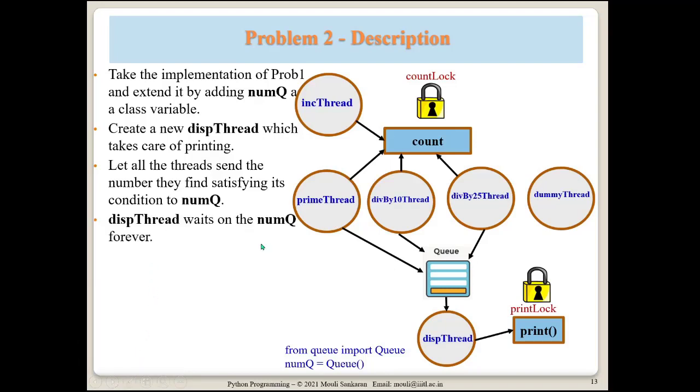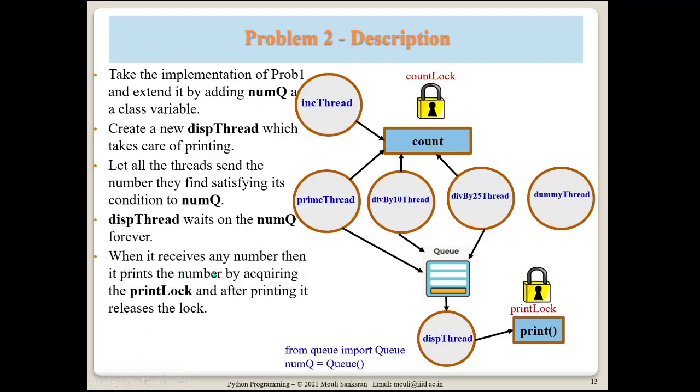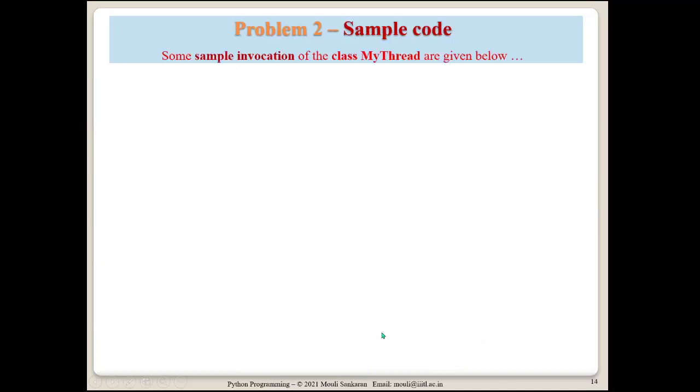The display thread waits on the numq forever. Whenever it receives any number, it prints the number by acquiring the print lock, and after printing it, releases the lock, and then again waits on the queue. The code and the output means calling it, not the actual implementation. I'm not going to show you the implementation, I'm going to show you the output.